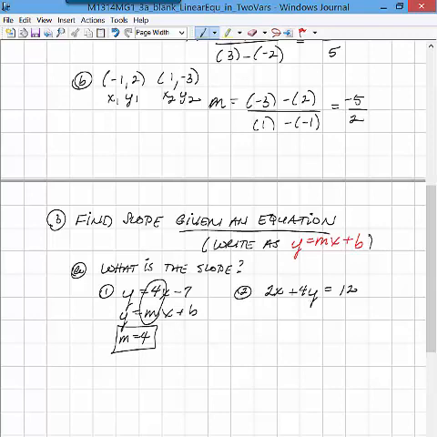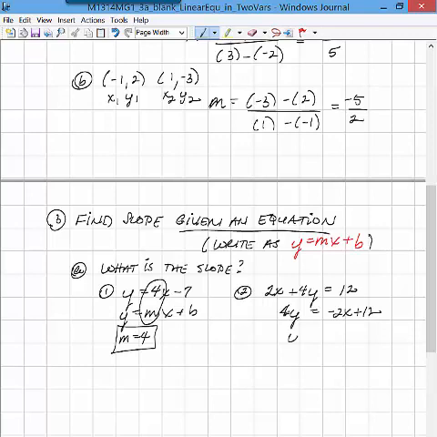Now part 2, this equation does not say y equals, so we need to rearrange the equation until it says y equals. So I need to move the 2x to the other side, leaving 4y equaling -2x plus 12.